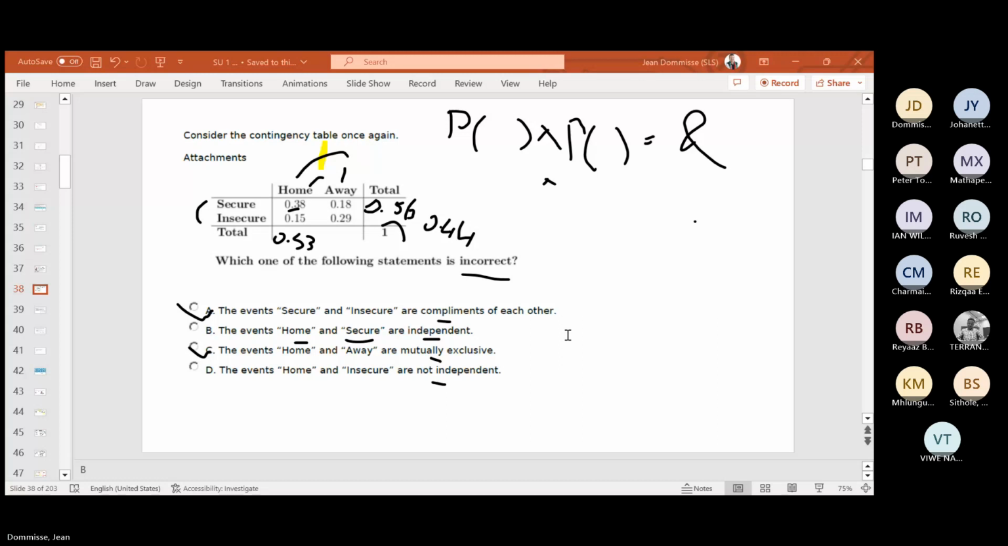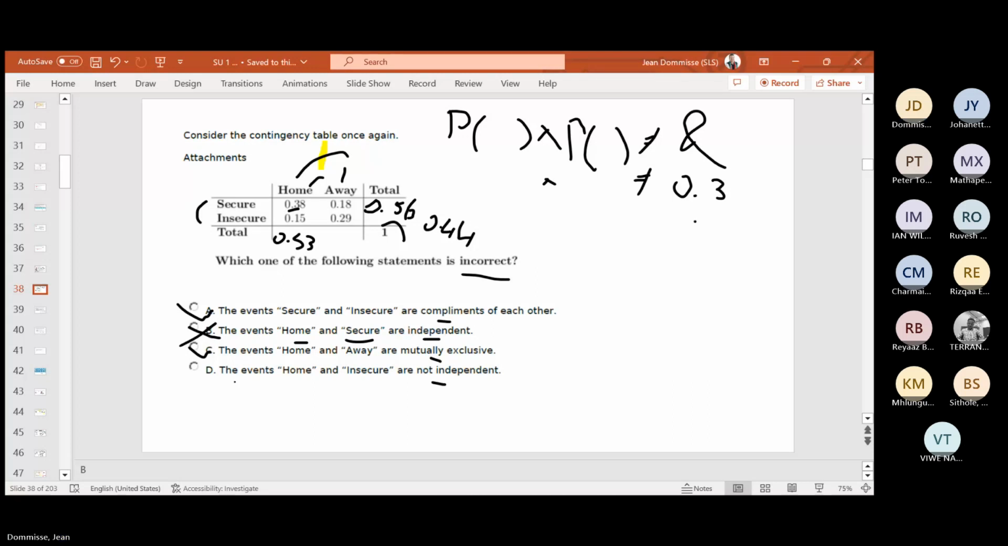So let's work it out: 0.53 times 0.56 is 0.29 or 0.3. They are not independent because those two are not the same. 0.53 times 0.56 is actually equal to what I've worked out, 0.3, and it's not 0.38. So it is not independent.